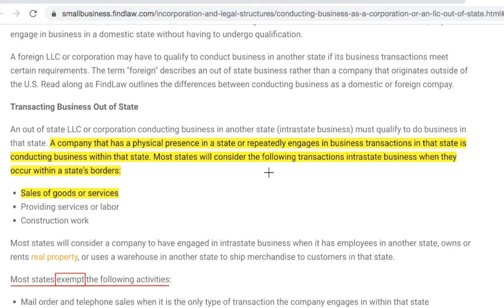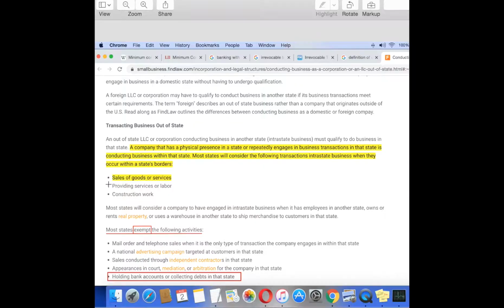Most states will consider the following transactions intra-state business when they occur within a state's borders: sales of goods or services, providing services or labor, construction work. Most states will consider a company to have engaged in interstate business when it has employees in another state, owns or rents real property, or uses a warehouse in another state to ship merchandise to customers in that state.